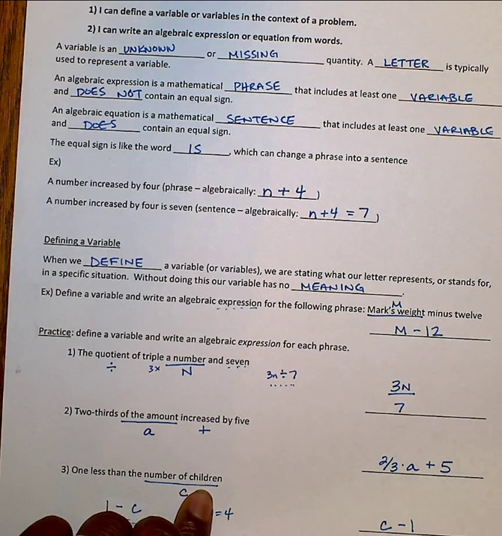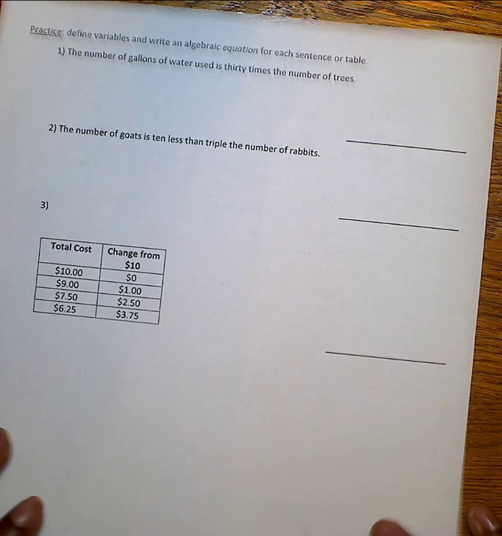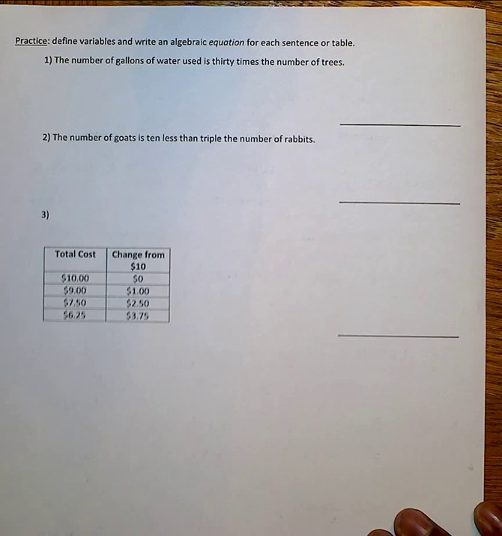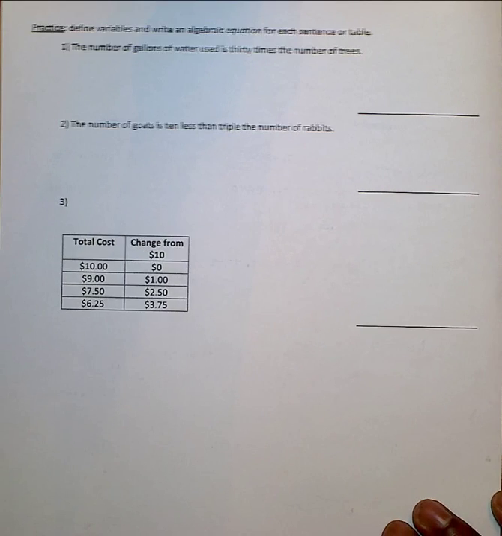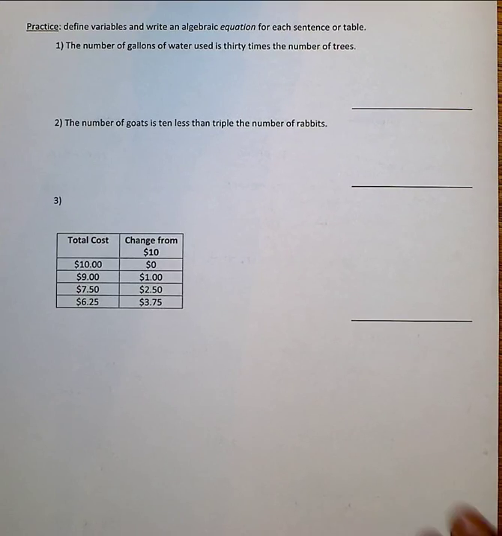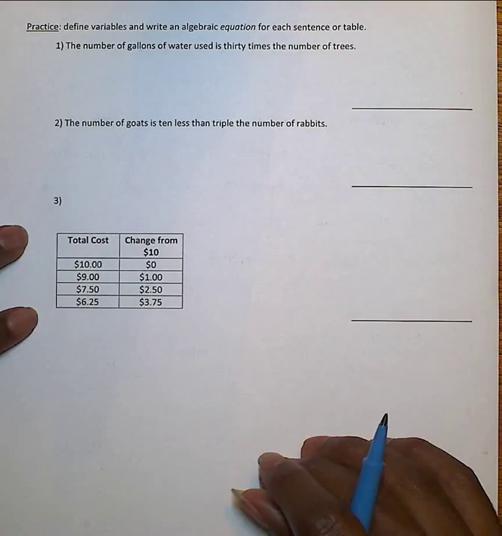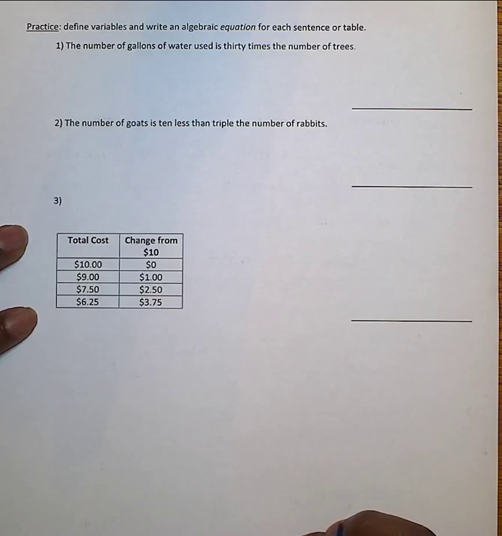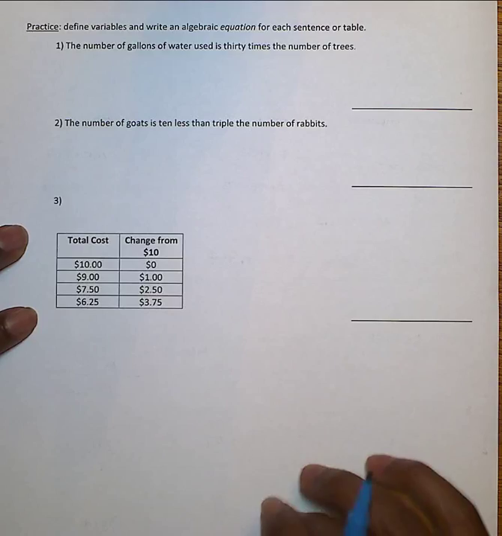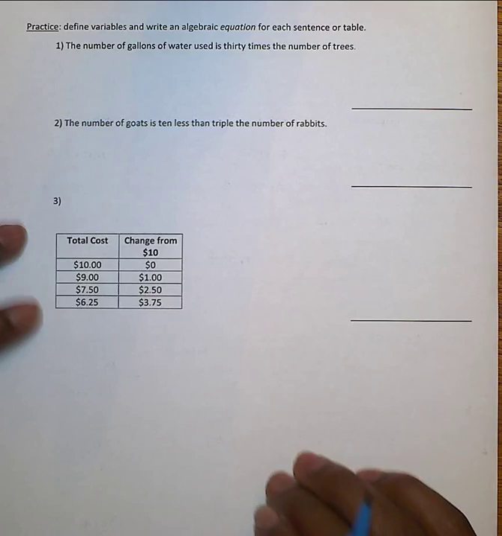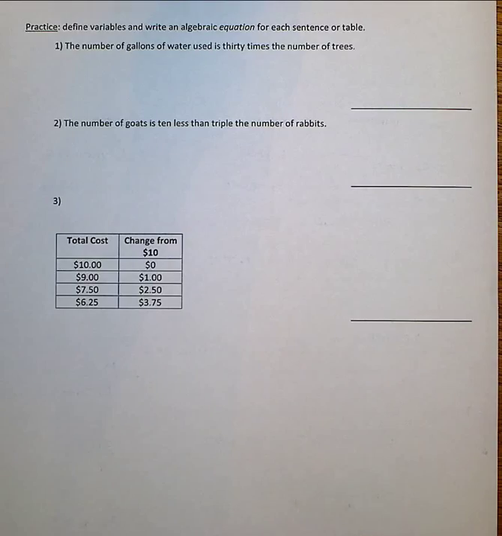Okay, flip it. Alright, so we're going to do the same thing here, except now we're going to be talking about equations. Okay, so here we go. Again, defining the variables and then writing an algebraic equation for each sentence or table. So number 1 says the number of gallons of water used is 30 times the number of trees.